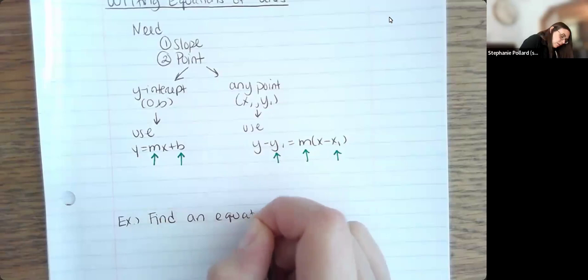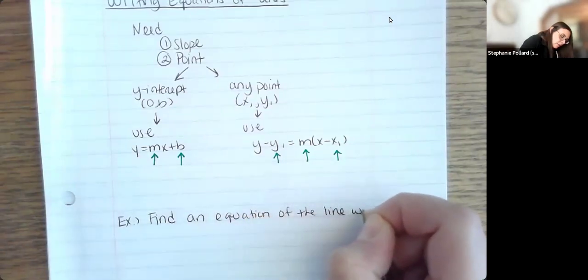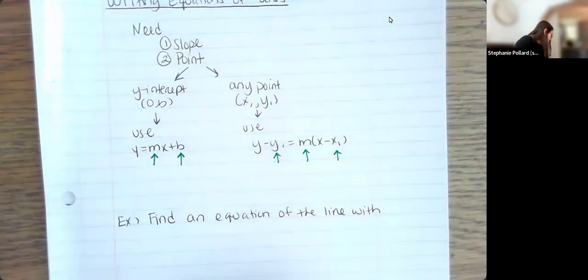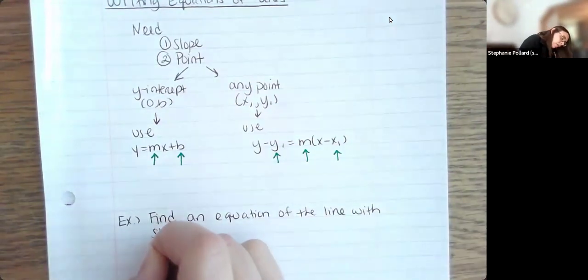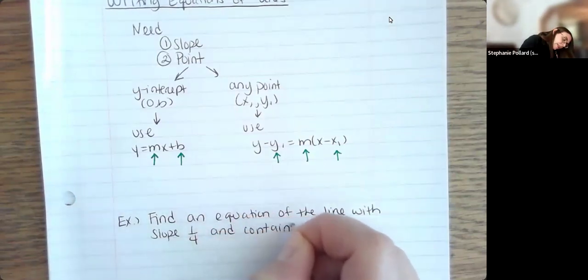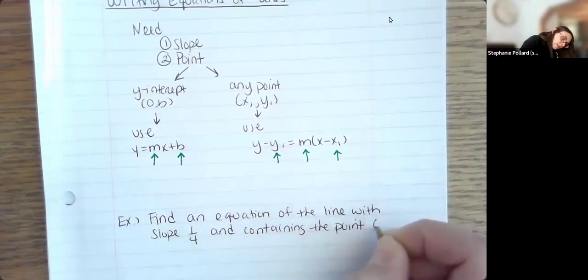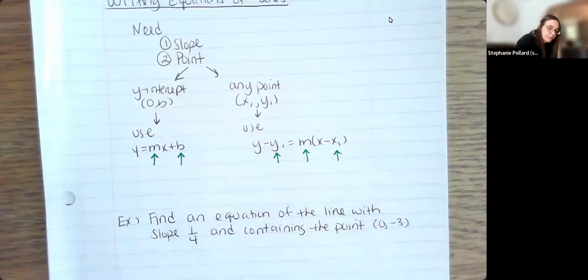Find an equation of the line with slope 1/4 and containing the point 0, -3.